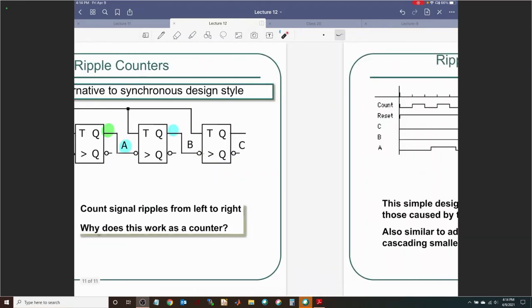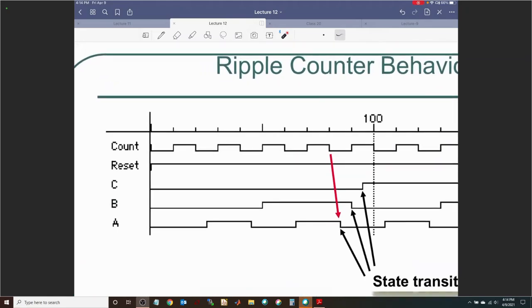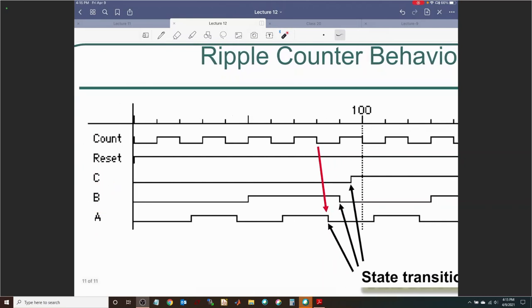So for example, if you look at the behavior of the 3 outputs, QC, QB, and QA, every time you get a negative edge on the clock, QA changes. Every time there is a negative edge on QA, QB changes, but there is a propagation delay through that. And every time QB has a negative edge, QC changes, right? And there is a propagation delay because of that.